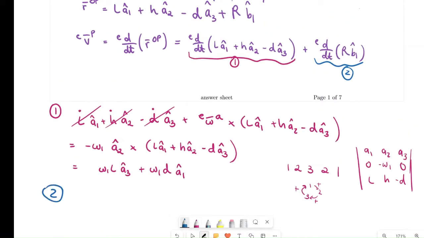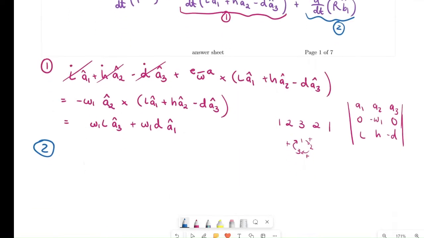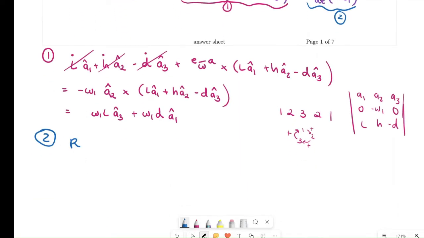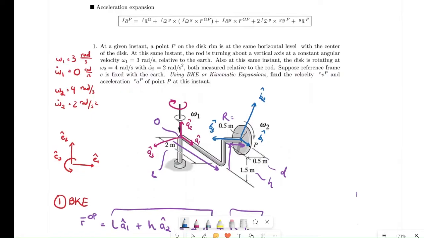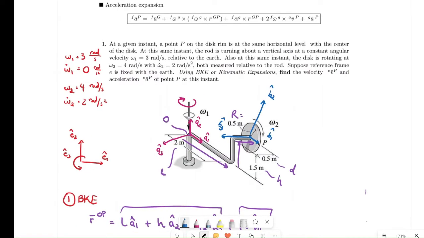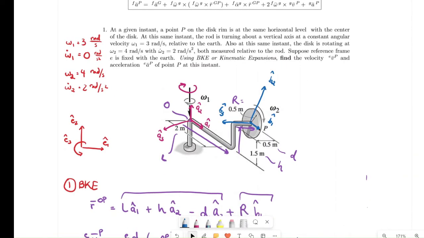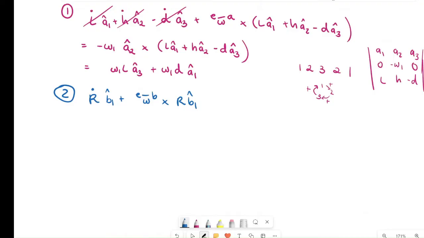This is the derivative of r b1 hat. That's going to be equal to r dot b1 hat plus the angular velocity of the b frame with respect to the e frame crossed with the original vector, which is r b1 hat. The radius of the disk is not changing, and point P is not said to be moving anywhere along the disk, so we can safely assume that r dot is equal to 0. So the time derivative of the radius of the disk is equal to 0.